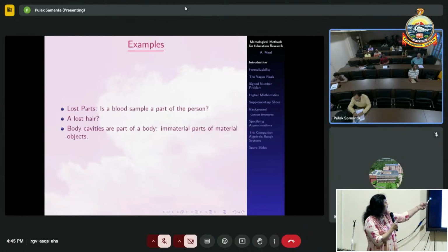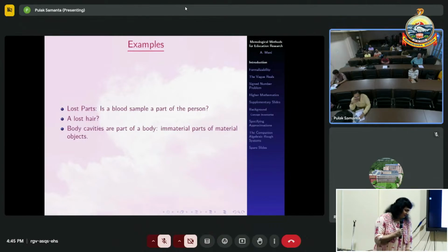Say, is a blood sample a part of the person? One has to really argue about that. And is a lost hair a part of the body of the person? And body cavities are part of a body. And so we have immaterial parts of material objects. So these kinds of issues arise at the interpretation level. And that's a good thing, and it's definitely used in biology. When we construct ontologies, these are all used.